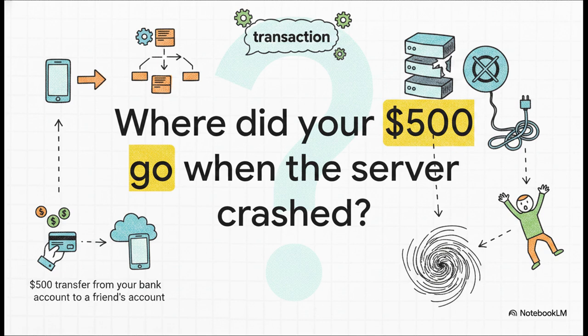Picture this scenario. You're transferring $500 from your bank account to a friend's account. The bank's database kicks into gear. It deducts the $500 from your account, and then, right at that exact, precise millisecond, someone trips over a literal power cord in the data center. Boom. The server completely crashes before the system even has a chance to add that $500 to your friend's account. So the ultimate question here is, where did your money actually go? Did that $500 just vanish into the digital ether forever, or did it somehow miraculously make it to your friend? Well, the answer entirely relies on how databases use something called a transaction. Let's look at what that actually means in practice.